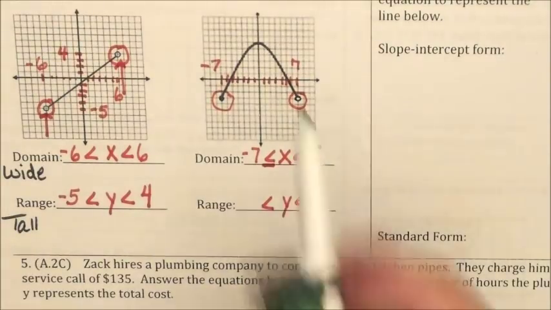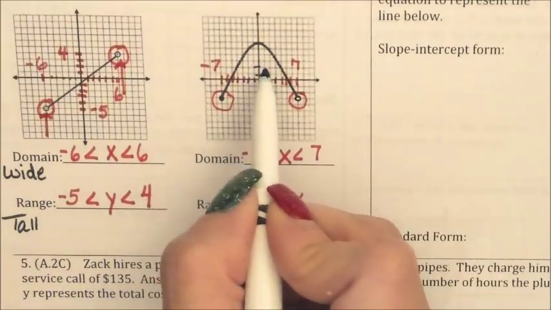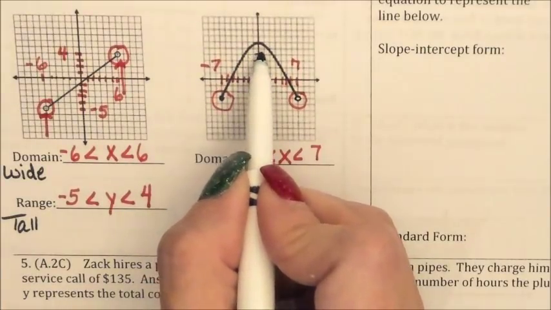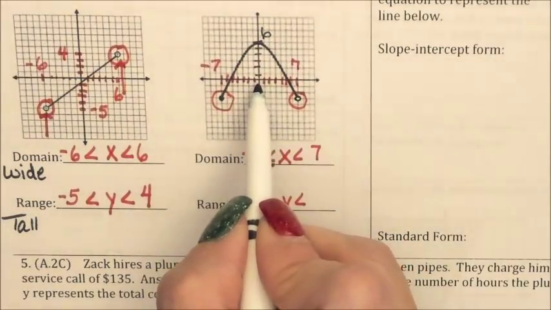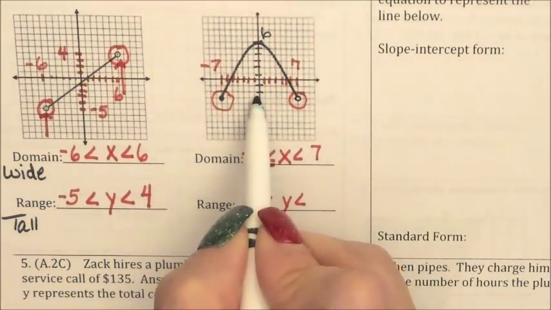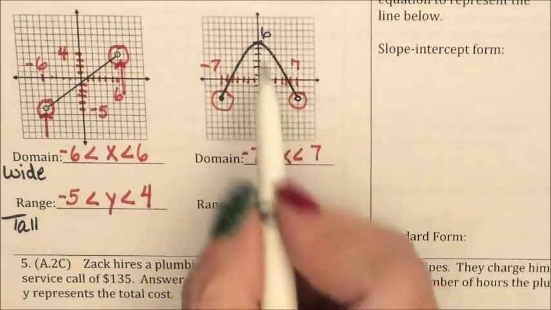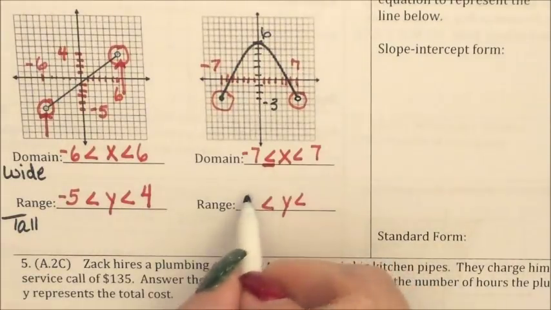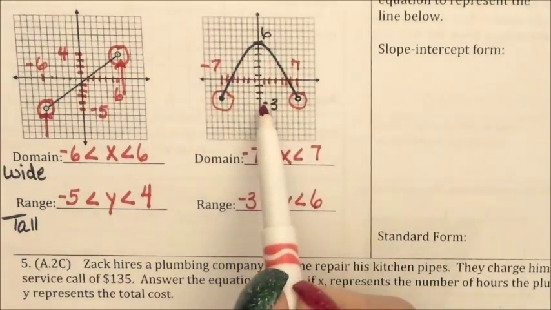Okay, now let's switch gears and let's do how tall is it? 1, 2, 3, 4, 5, 6. So it goes all the way up to 6. 1, 2, 3. And down here to negative 3. Which one's smaller? Negative 3 is smaller. 6 is the biggest.